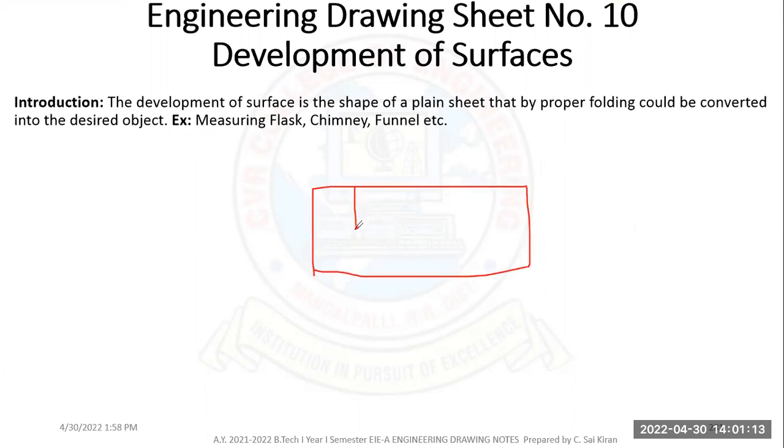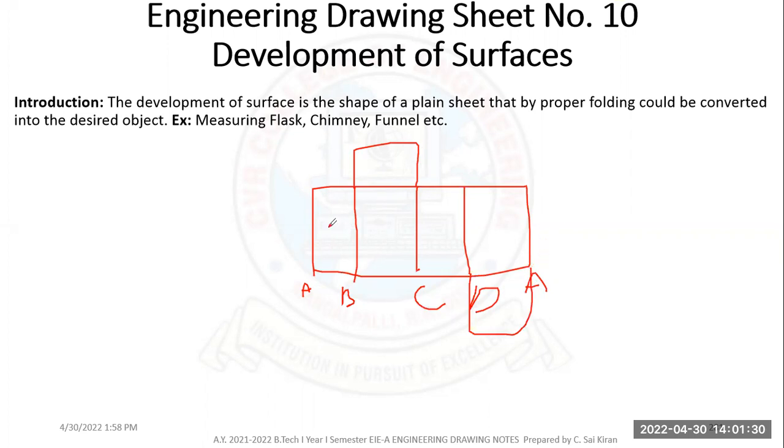Suppose I'm making 1, 2, 3. So this is like A, B, C, D, and again A. At the top of here, I have one more square, and at the bottom of here, I have one more square. So this is just like a plain sheet. I'm cutting the plain sheet. It's a normal paper, so you can take A4 size paper, and the thickness is negligible for that paper.